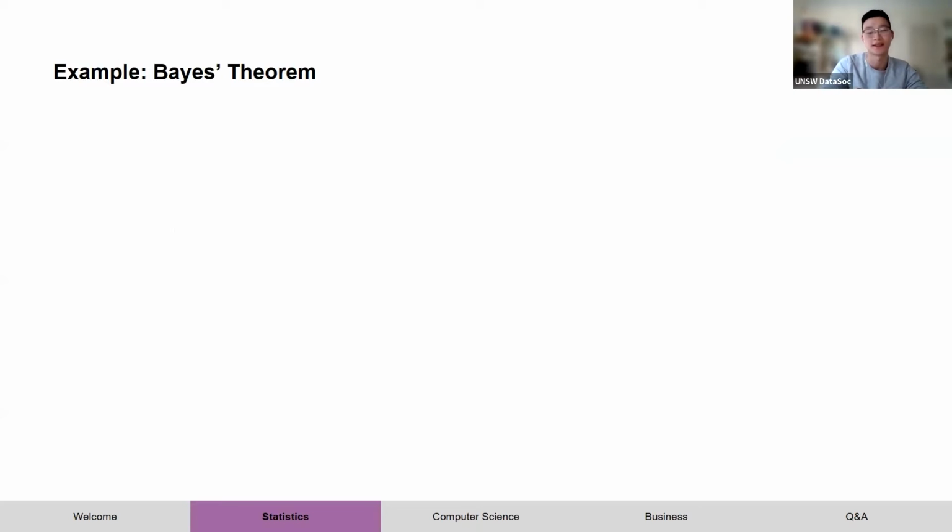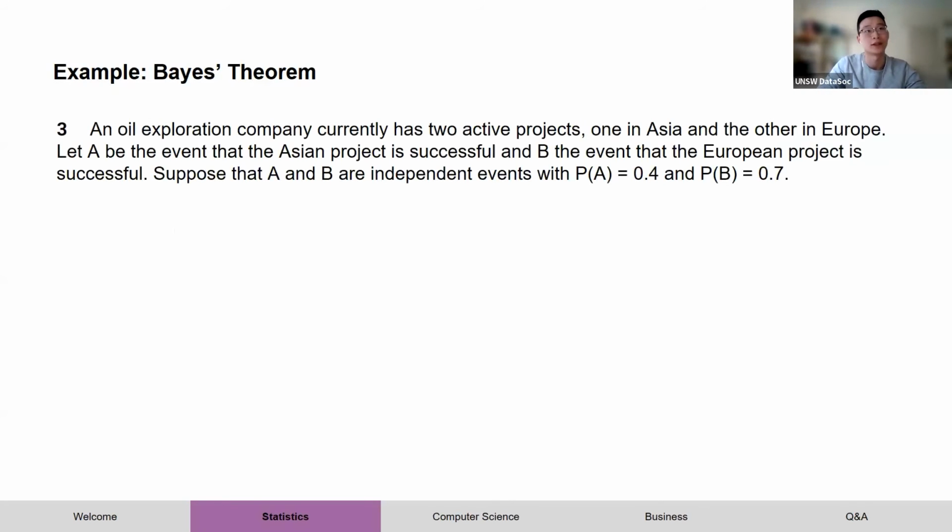Now, an example of this is illustrated here. So in question 3, an oil exploration company currently has 2 active projects, one in Asia and the other in Europe. Now let A be the event where an Asian project is successful and B be the event where the European project is successful. Now suppose here that A and B are independent events with the probability of A being 0.4 and the probability of B being 0.7.